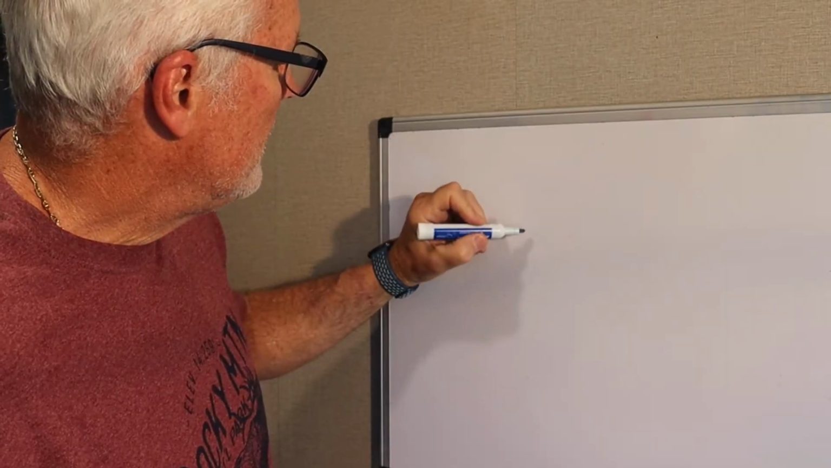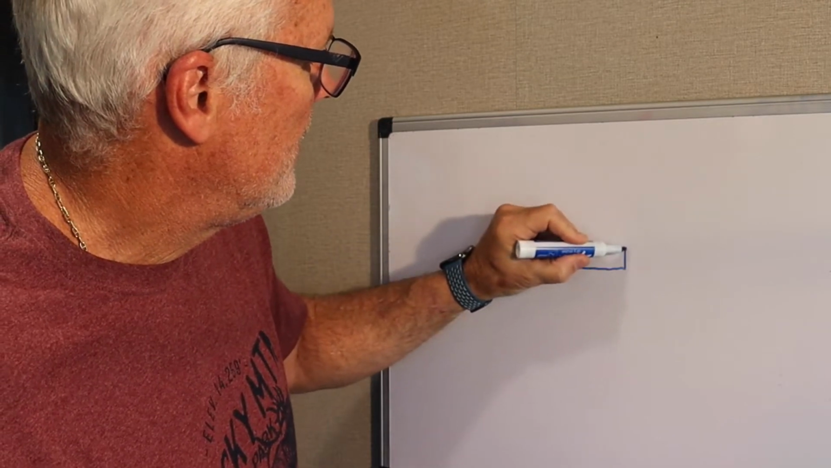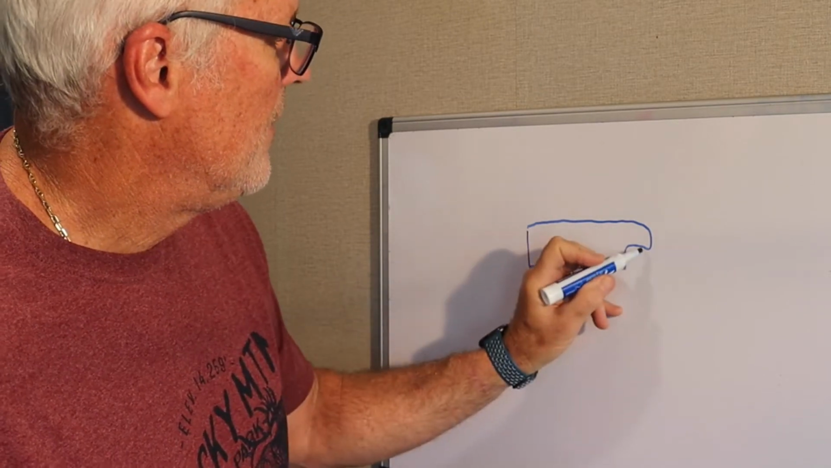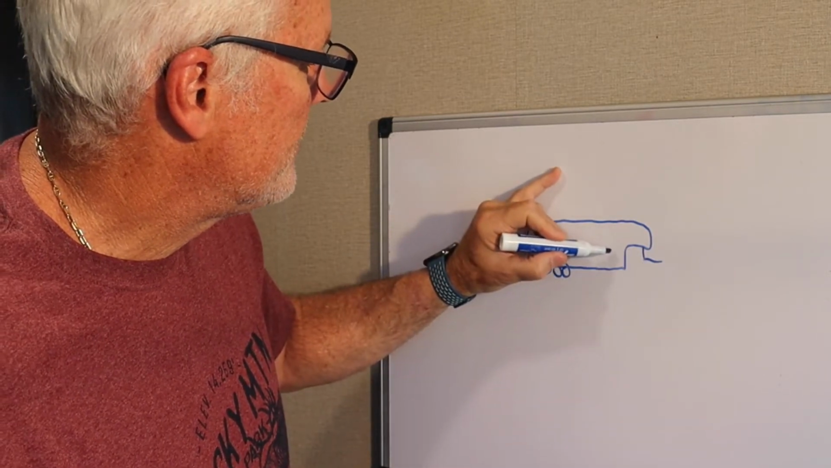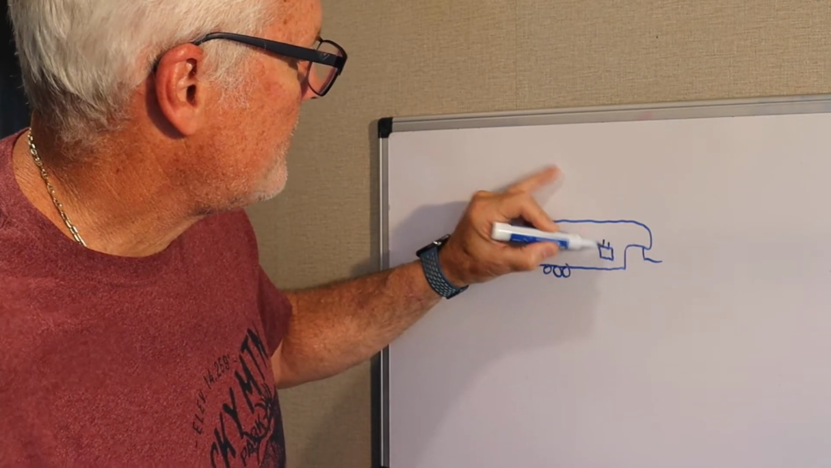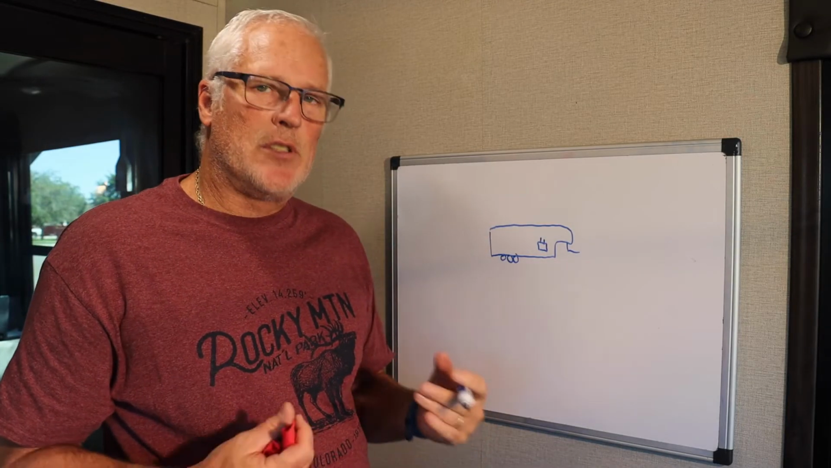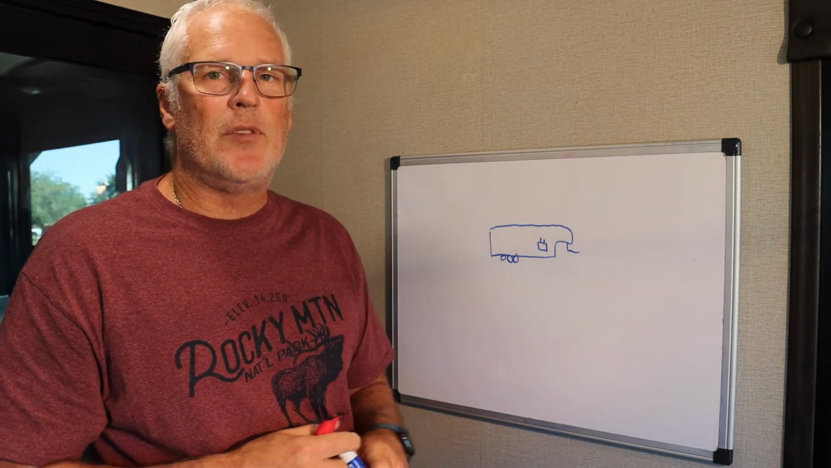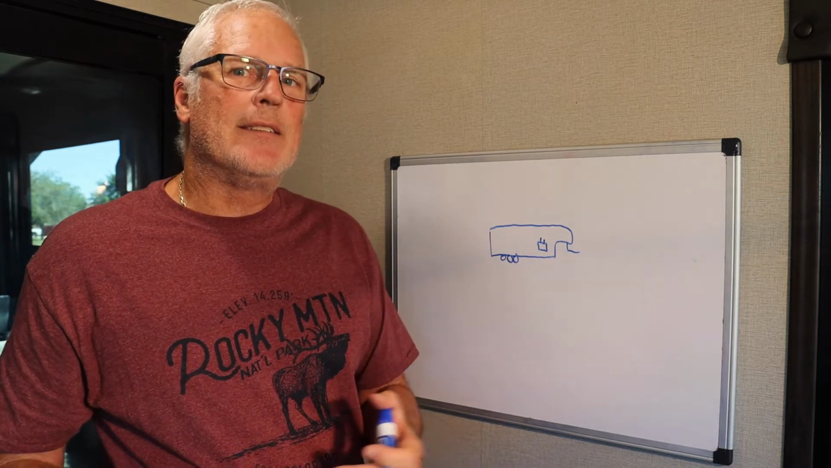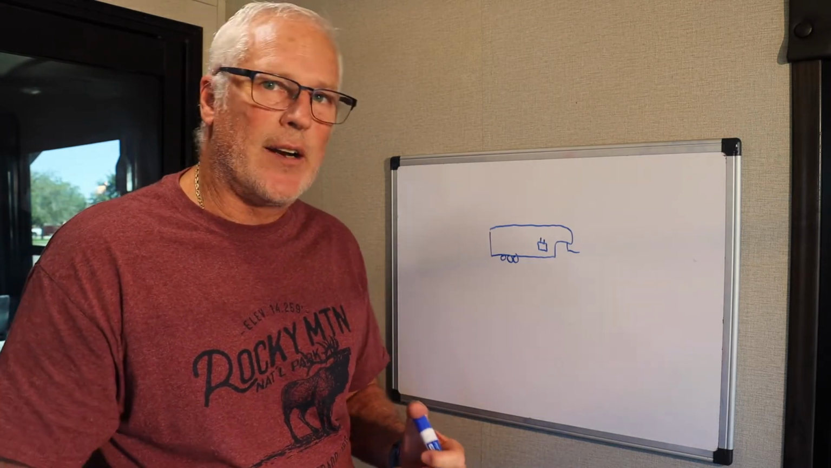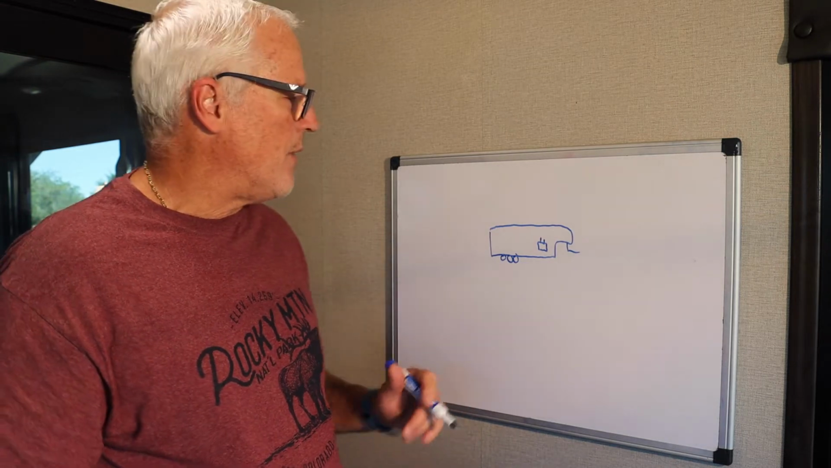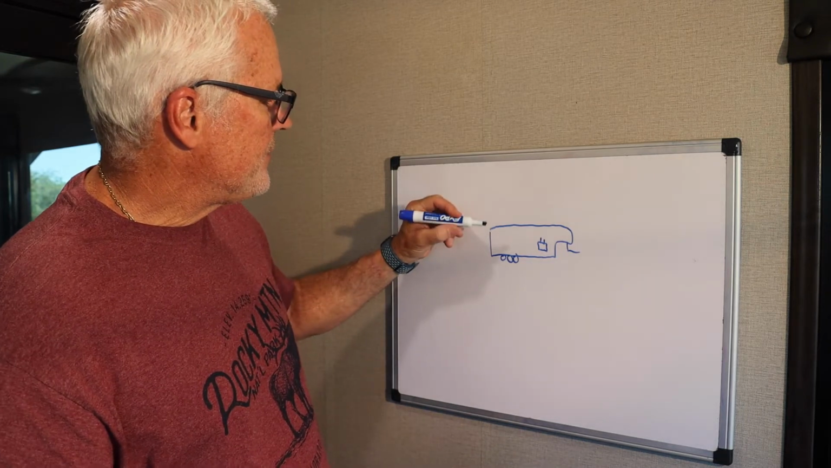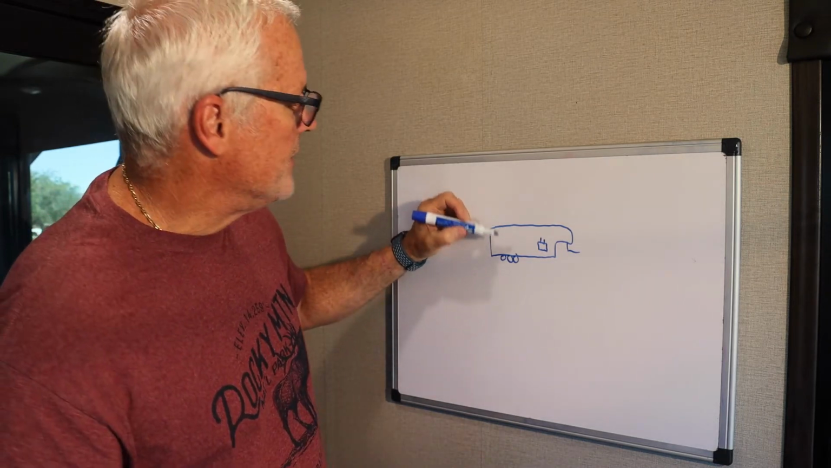So again, we have our fifth wheel. We have our battery. We do not have 120 volts coming into the fifth wheel, but we still need 120 volts. We still want to be able to use our microwave or run some things on the AC, maybe a hair dryer or something like that. How do we get 120 volts when we don't have 120 volts coming in? So one way of doing this is an inverter.